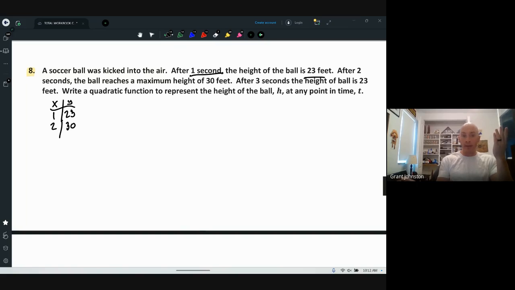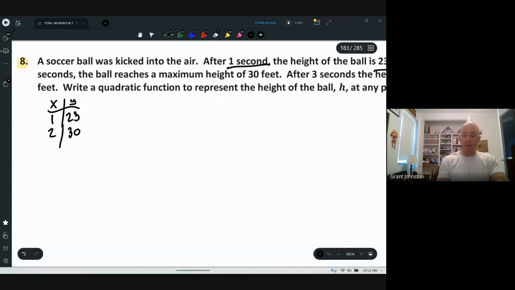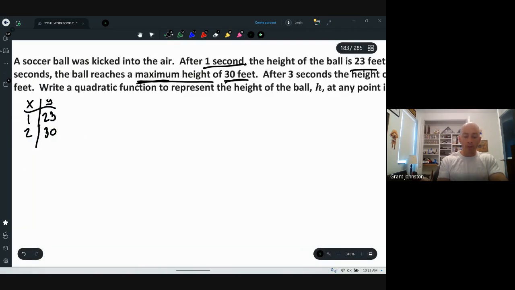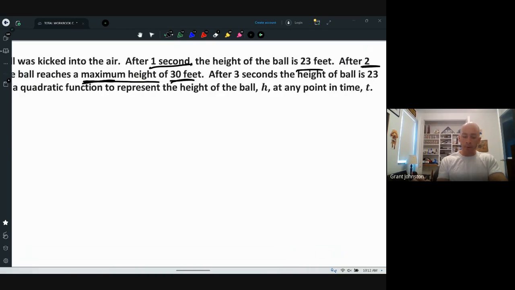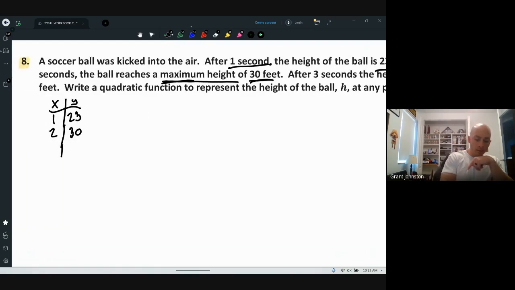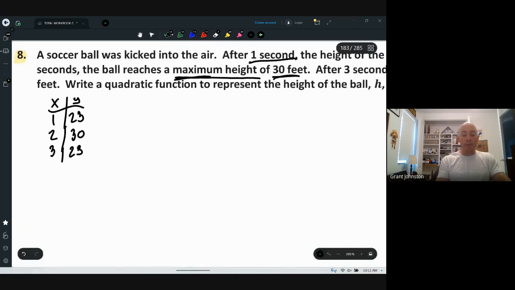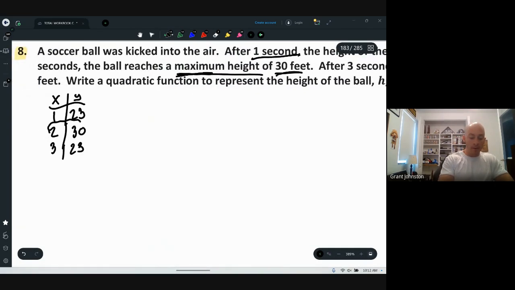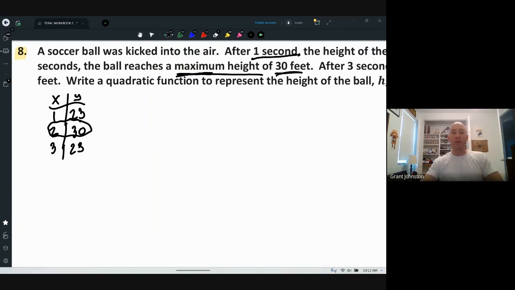So that should already tell you what the vertex is. It literally says the maximum. That's after 2 seconds. So I got 2, 30. After 3 seconds, the height of the ball is 23 feet. So this would kind of be a table of values, and you should identify this as your vertex, and then you can pick either one of these other points to write the equation. I don't want to do that one for you because it's just like the table. Okay. So good luck.